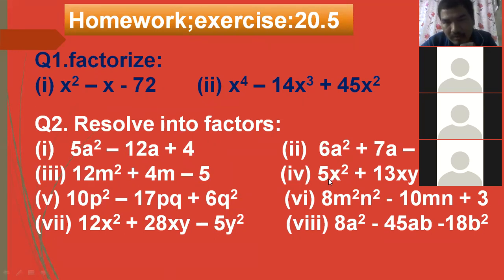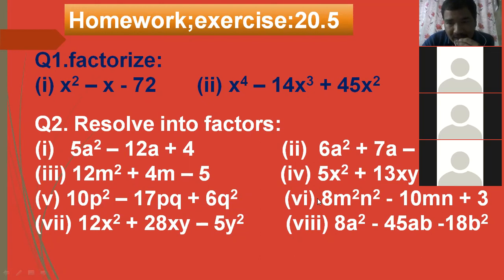Then forward. What would be in number 4? 5 sixes are 30, and 10 plus 3. You will do 10 plus 3. And in number 5, 10 sixes are 60 here. Here you will do 17, meaning 12 plus 5, because 12 fives are also 60.